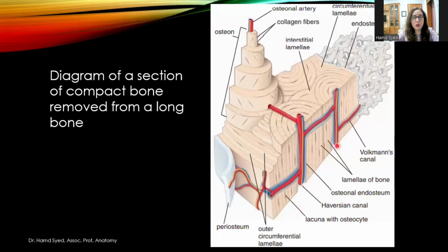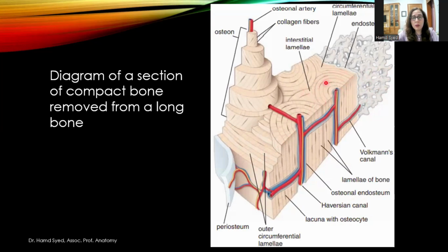So we're going to look at this over here. We're going to understand this arrangement when we look at this diagram of a section of compact bone which has been removed from a long bone. You can see this portion over here. If you follow the laser pointer, this is the part which is the compact bone, and this over here is the spongy bone. Now let's look at the compact bone, which has several lamellae.